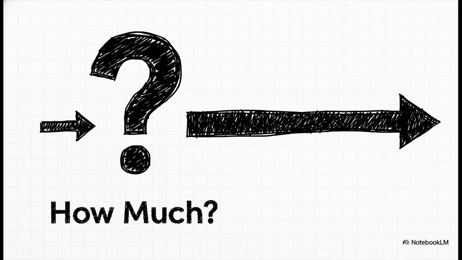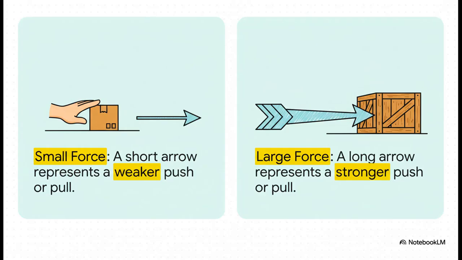First up is magnitude. This is the easy one. It just answers the question, how much force are we actually talking about here? Are we talking a gentle little nudge or a huge, powerful shove? In the visual language of vectors, we show this with the length of an arrow. And check this out, it's super intuitive.